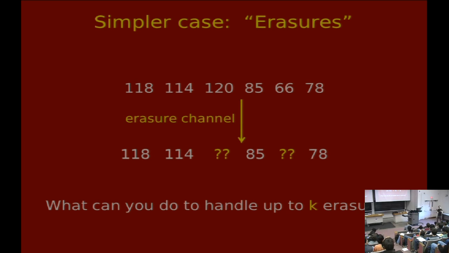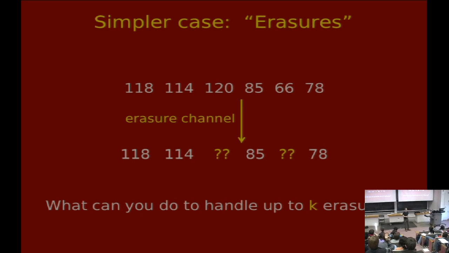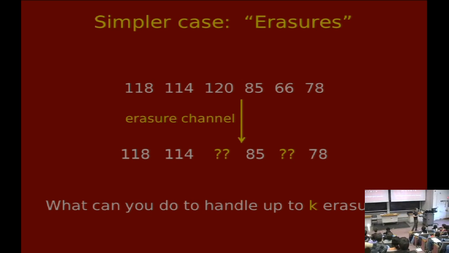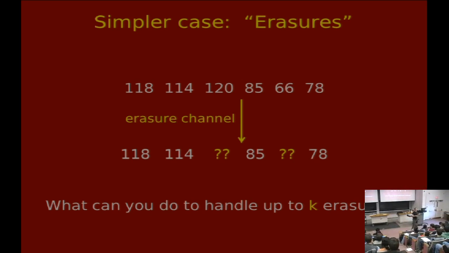Suppose I promise you k is 2. You want to send a message, and we just know that the channel could erase up to 2 symbols, but you don't know which ones. What is a naive thing you could do to make sure you get your message across? If I promise you I'm only going to erase 2 symbols, how many times should you send each symbol? Yes, I hear a lot of votes for 3.